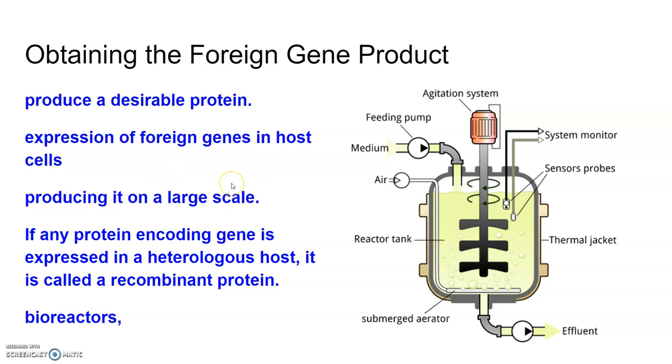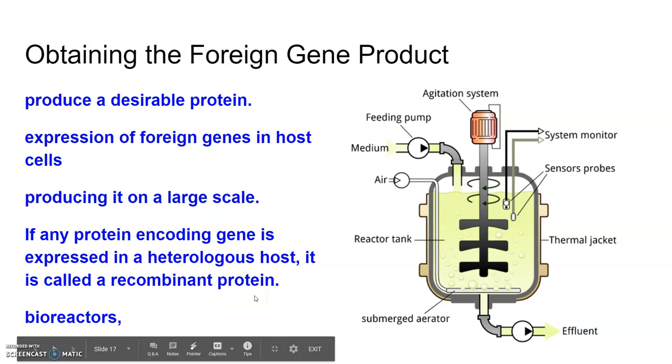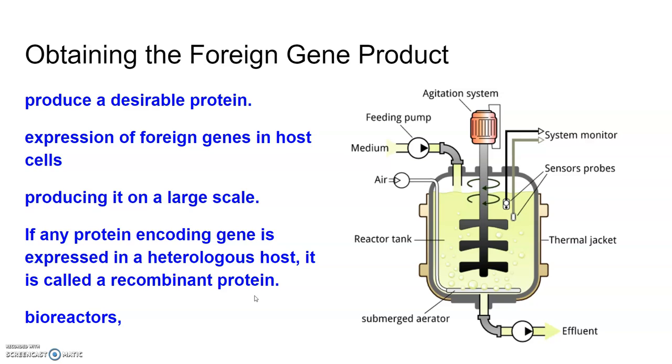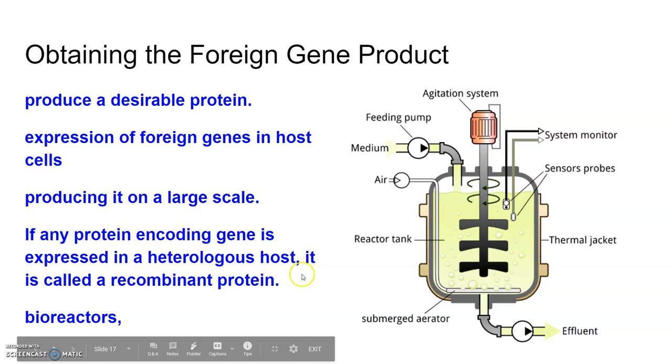Now after having cloned the gene of interest and having optimized the conditions to induce the expression of the target protein, one has to consider producing it on a large scale. Why is there a need for large scale production? If any protein encoding gene is expressed in a heterologous host, then it is called a recombinant protein. The cells which take up cloned genes of interest may be grown on a small scale in the laboratory, and the cultures may be used for extracting the desired protein and then purifying it using different separation techniques.